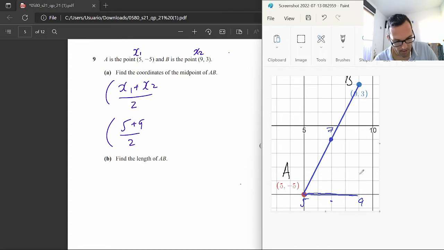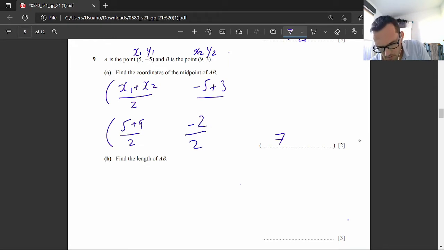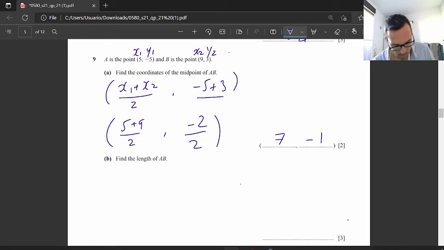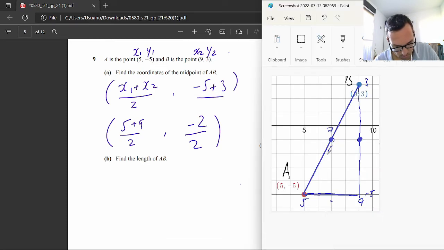It's 7. Then for the x value, we need to take this distance here, which goes from -5 up to 3, and find the middle value there. So we do the same as we did before, make that y1 and y2, add them together. So in this case, it's -5 plus 3. -5 plus 3 is, what's that, -2. And then half it because we want the middle. -2 divided by 2 is -1. And we know it's right because that is what will give us this point here, which is 7 minus 1.